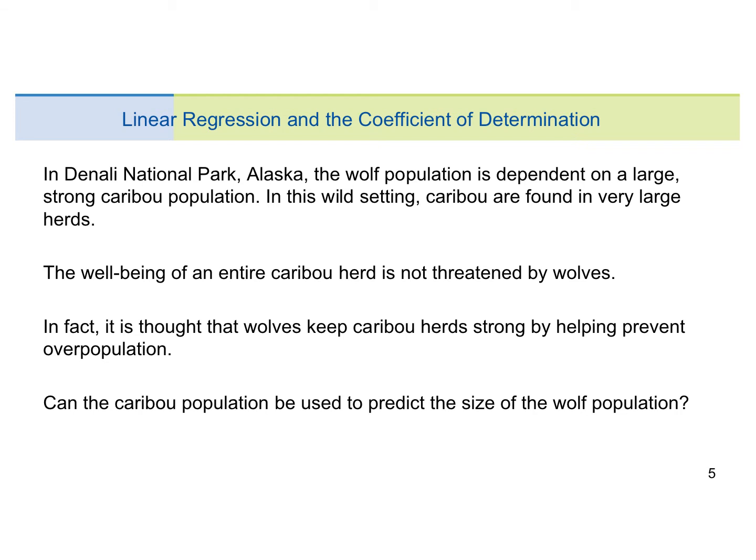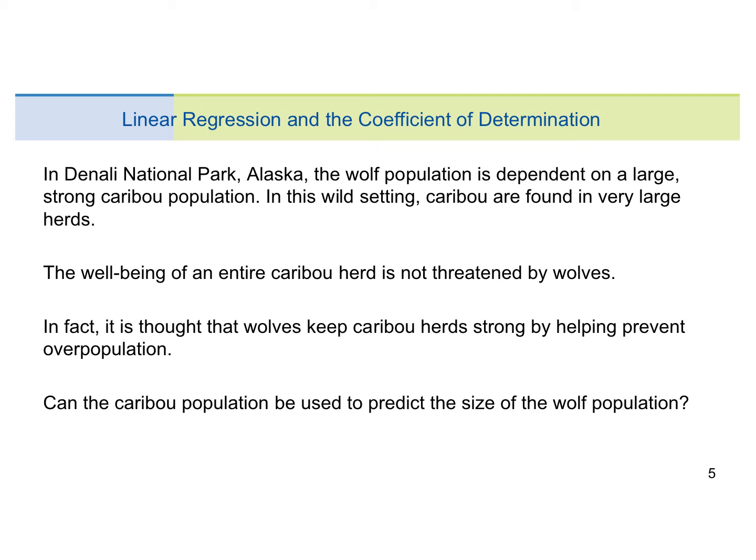So here's the first example and the only example we're going to do today. At Denali National Park, Alaska, the wolf population is dependent on a large, strong caribou population. In this wild setting, caribou are found in very large herds. The well-being of an entire caribou herd is not threatened by wolves. In fact, it is thought that wolves keep caribou herds strong by helping prevent overpopulation. So they want to know, can the caribou population be used to predict the size of the wolf population?